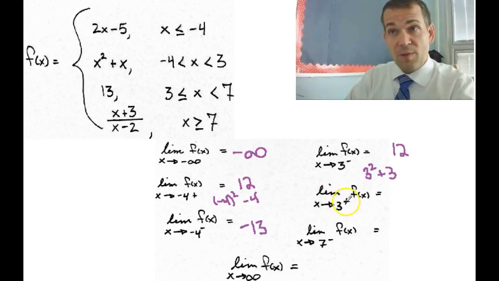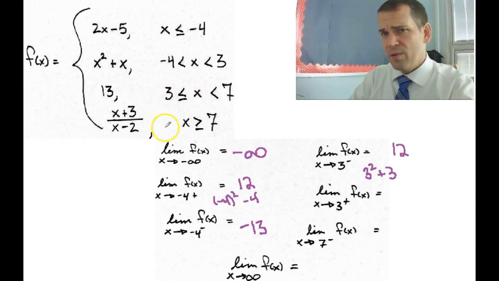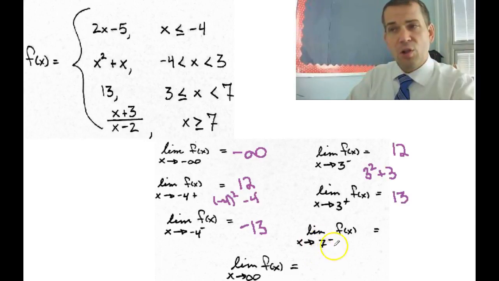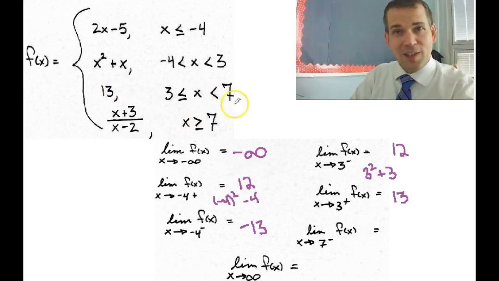The limit as x approaches 3 from the right means I'm to the right of 3, but very close to 3. These are numbers that are very close to 3, but to the right of 3. And no matter what you plug into this function, 13 pops out. So 13 is the answer there. I want to get values that are close to 7, but less than 7. That, again, is this middle rule. That's kind of boring. So these are numbers that are close to 7, but less than 7. No matter what you plug in, 13 pops out. That limit's also 13.